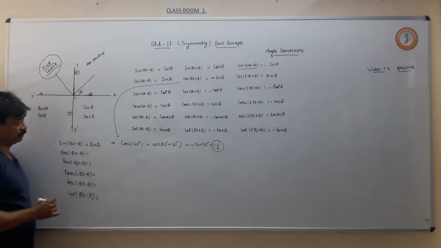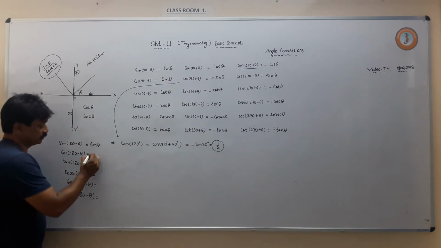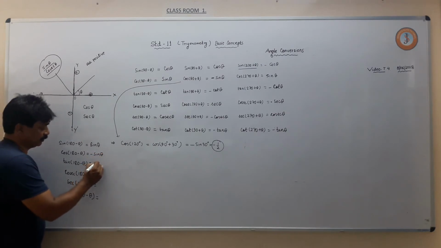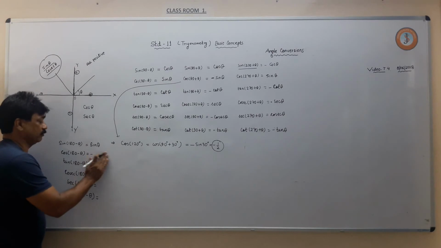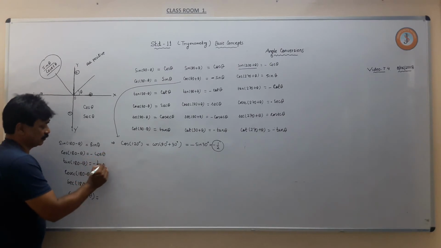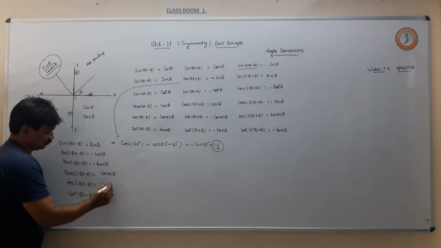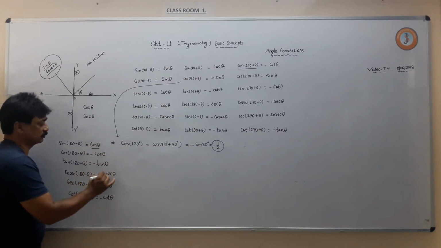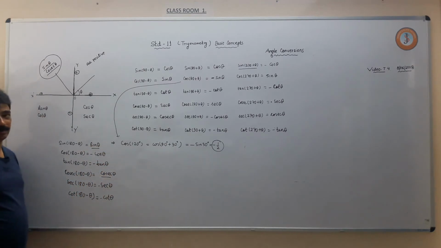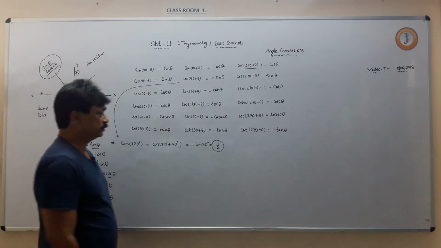Cos 180 minus theta, obviously the result of cos is negative. In the second quadrant, the result of tan is negative. It will remain cos theta, it will remain tan theta, it will remain cosec theta, but it will be positive. It will remain sec theta, but it will be negative. It will remain cot theta, but it will be negative. So always two positives only every time. So this is how we go.